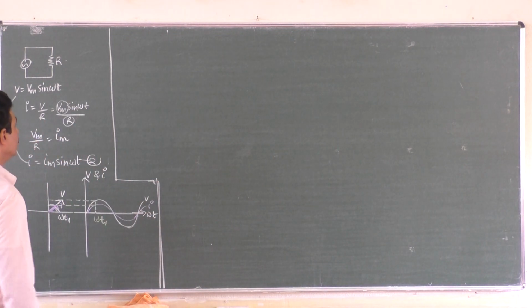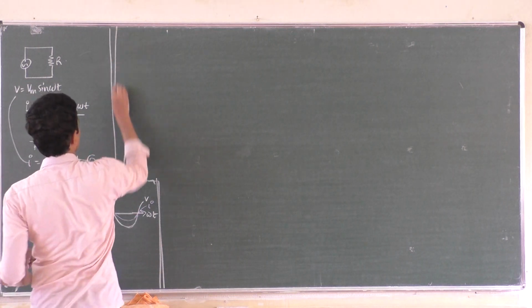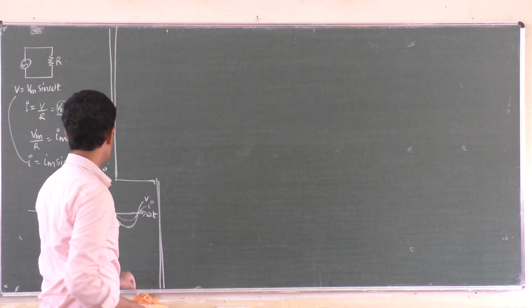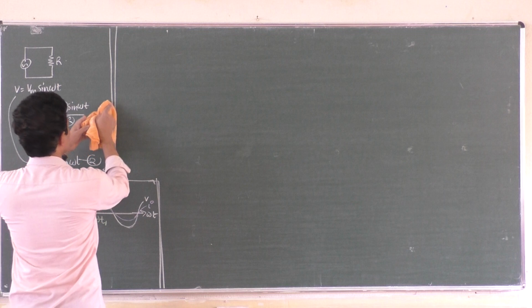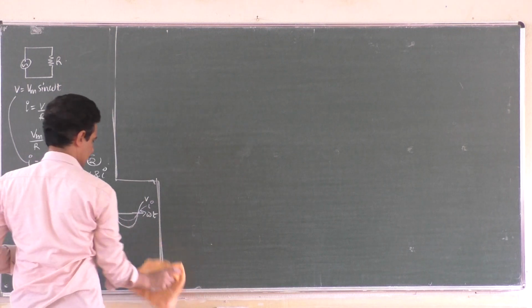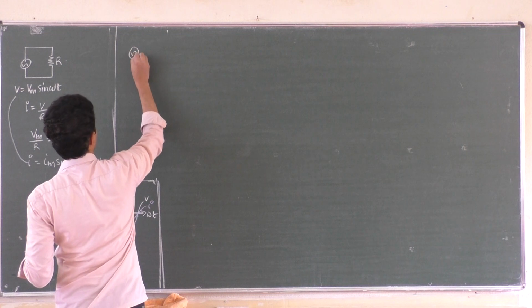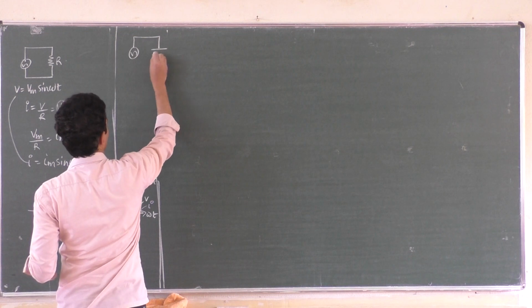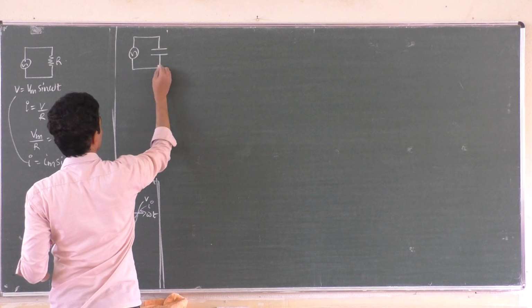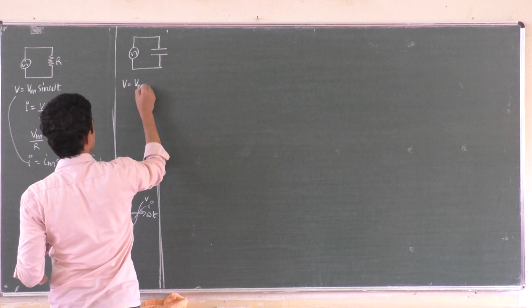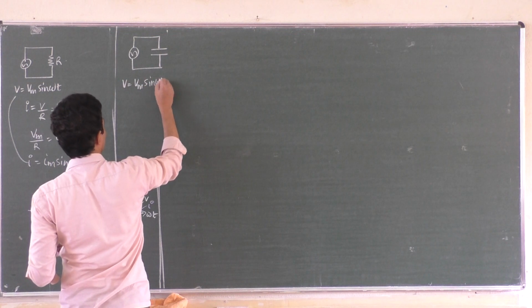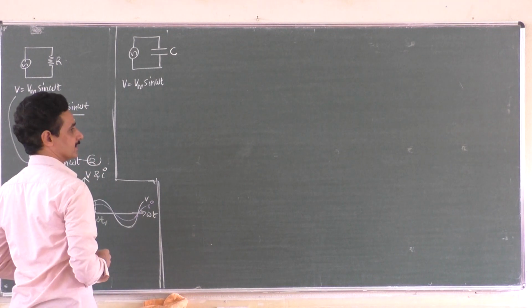Okay, now you take a purely capacitive circuit. Connect a capacitor across an AC source. This is what we have seen in the last class. Yes, take a capacitor, connect it to an AC source of alternating EMF, V is equal to Vm sin omega t. This is the voltage that we have applied, and this is the capacitance of the capacitor.